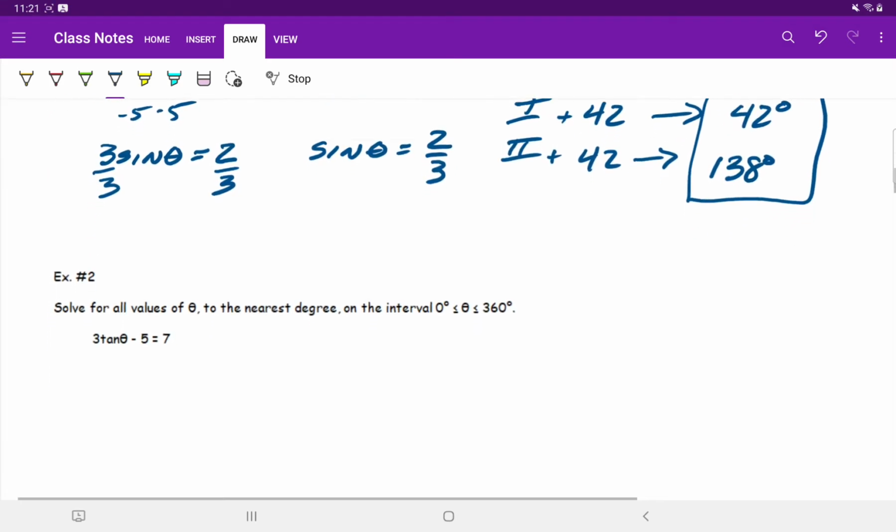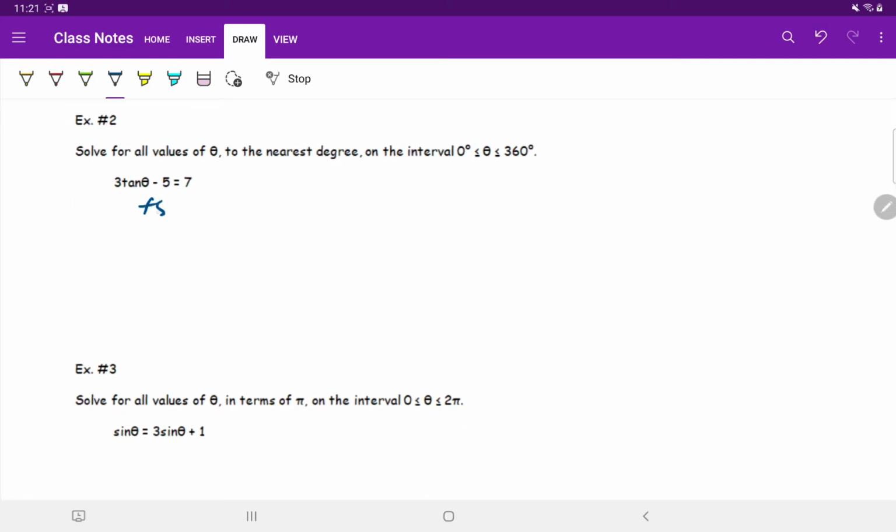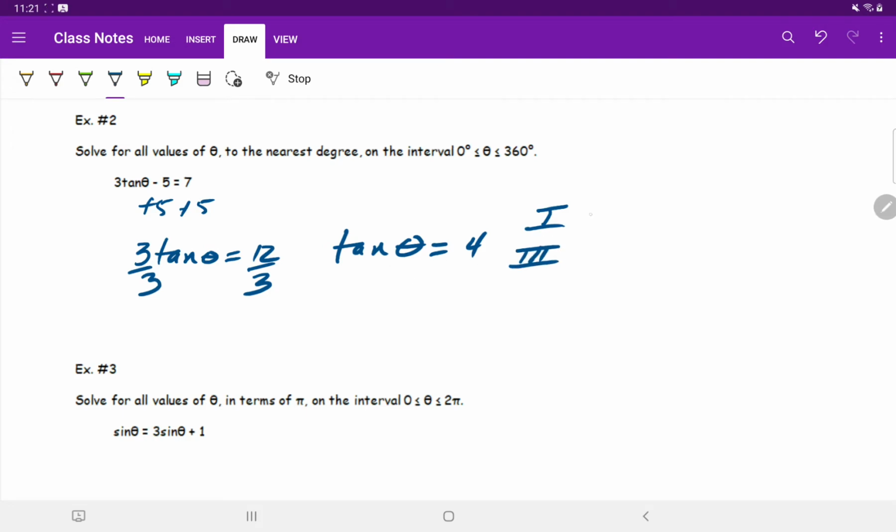Similar question here at number 2, except this now is tangent. Add the 5, add the 5. 3 tan theta is going to equal 12. Divide by 3. Tan theta equals 4. Inverse tangent of 4 is going to get me about 76 degrees. So I'm going to be in quadrant 1 and quadrant 3 because that's where tangent's positive. In quadrant 1, that is 76 degrees, and in quadrant 3, that's 256, because remember, quadrant 3 is 180 plus 76.